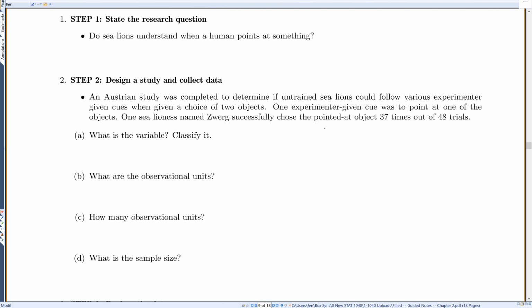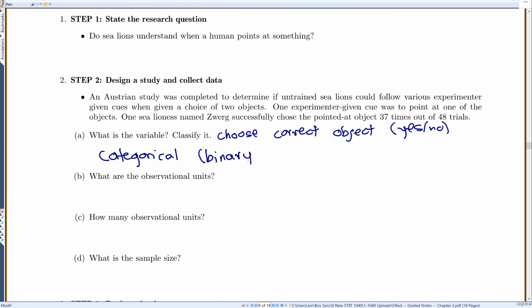So first of all, what is the variable? So it's whether they choose the correct object, yes or no. This isn't numerical, this is category, so we'll say categorical. Only 2 options means binary. And I don't think it's stated anywhere specifically in the book, but the reason we care about this is if it's binary, if it's only 2 options, yes or no, then we can use proportions to summarize it. So everything we do for the next month will just be based on proportions and this binary data.